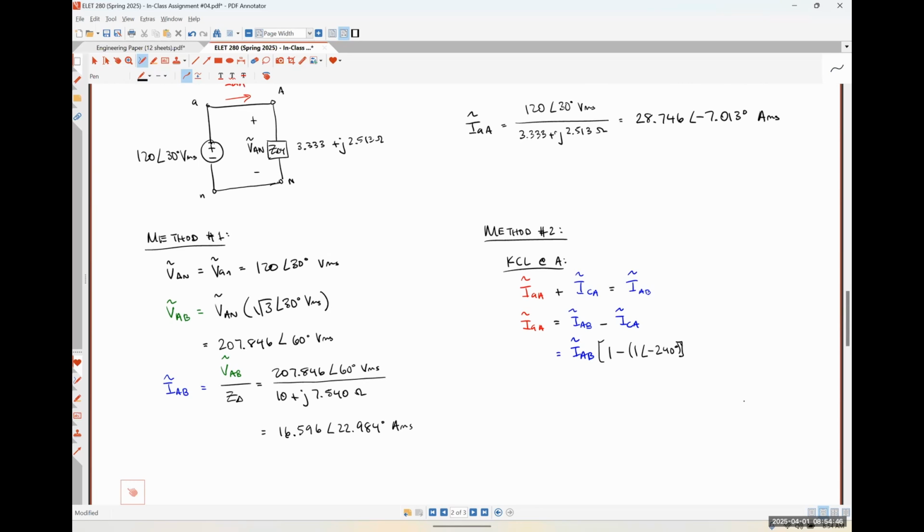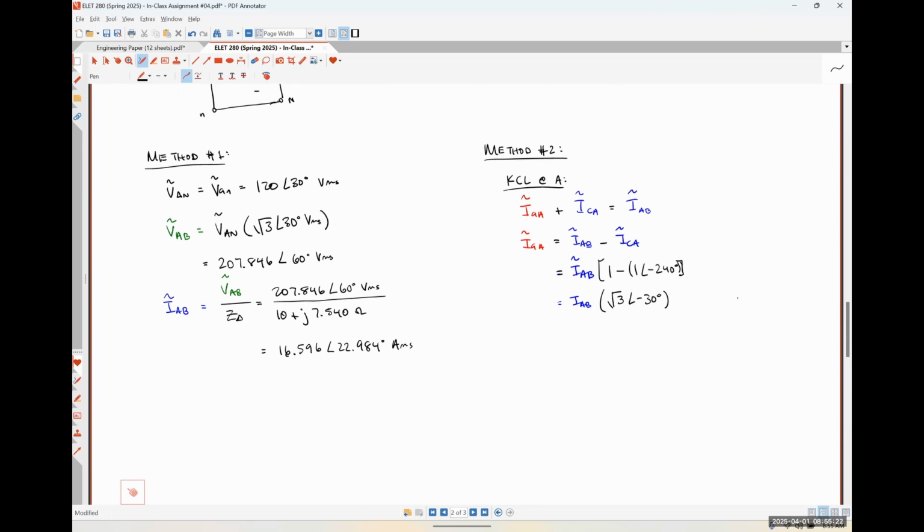Somebody throw that into their calculator and tell me what they get. Just that 1 minus 1 angle negative 240. So 1.732 is once again just the square root of 3. So we have a factor of root 3 angle negative 30 degrees in this case.